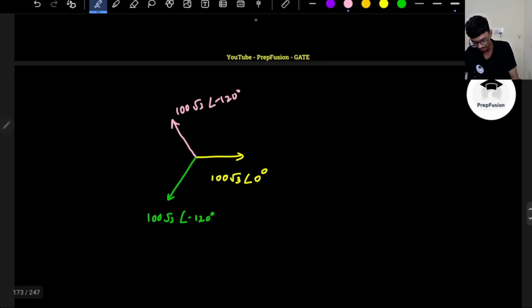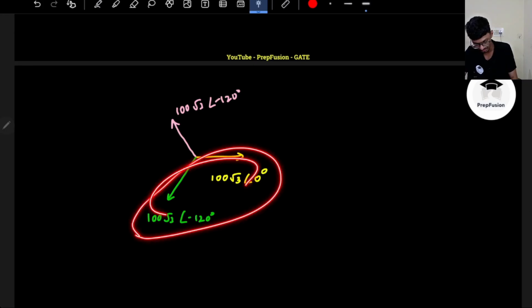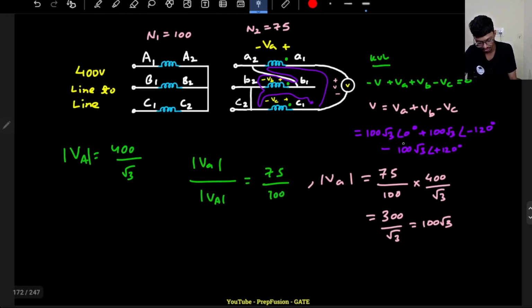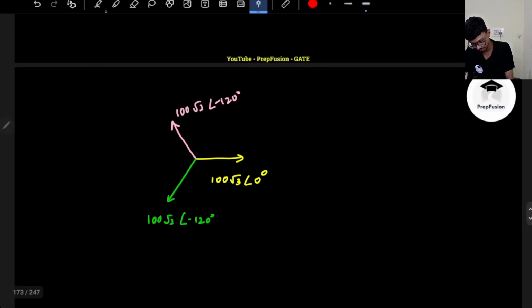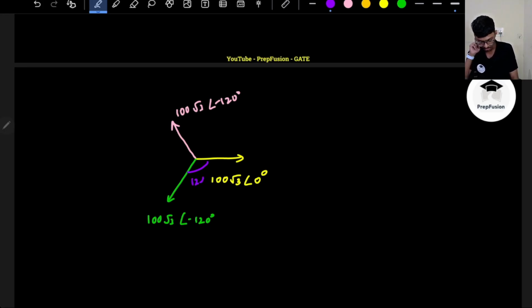Give me 1 second. Let me find the equivalent of these two, because these two are simply added. The magnitudes are the same and the angle between them is 120. Again the same concept: the resultant will come in the bisector. So the resultant will be 2 into 100 root 3, the magnitude, into the cos of the angle between them. What is the cos of the angle between them? It is cos of 120. Magnitude of cos of 120, because cos 120 will be something negative.